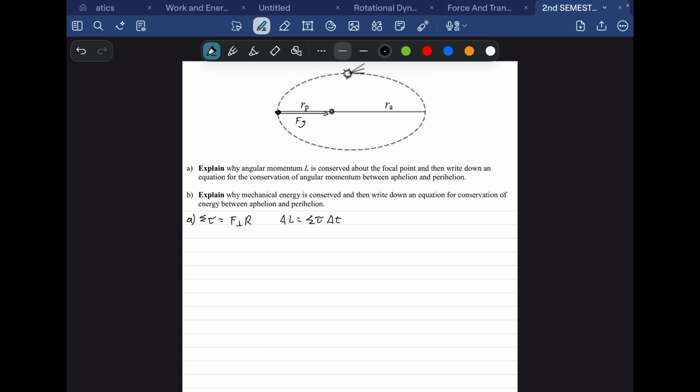So angular momentum is conserved. And then the equation for it is angular momentum of perigee is equal to angular momentum of apogee. And then we know that it is the inertia times angular velocity. So this is angular velocity of perigee, and then angular velocity of apogee, right? And then our inertia, so we'll treat this as a point mass. So your C is just 1.